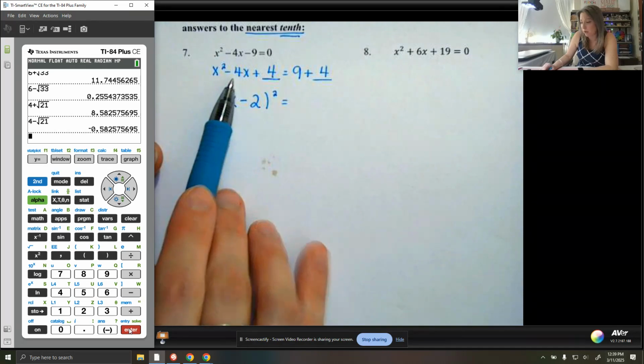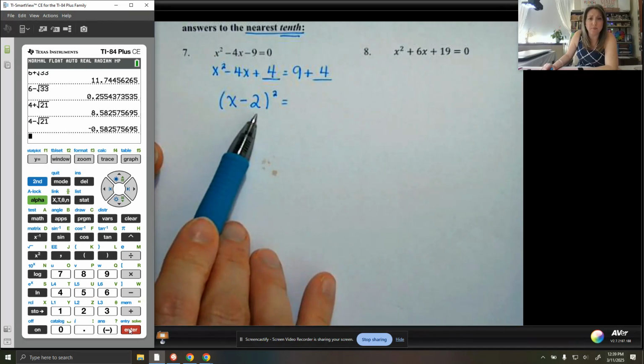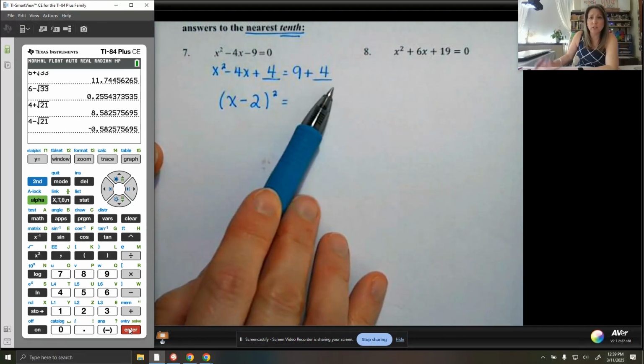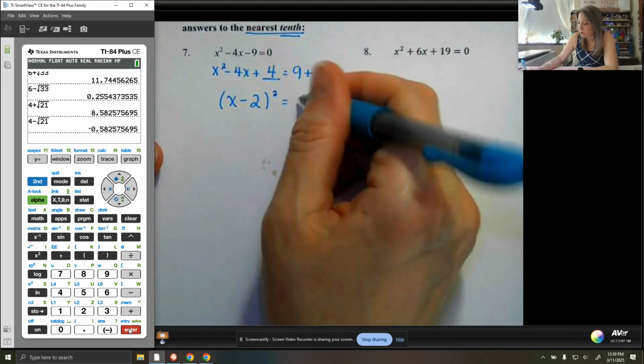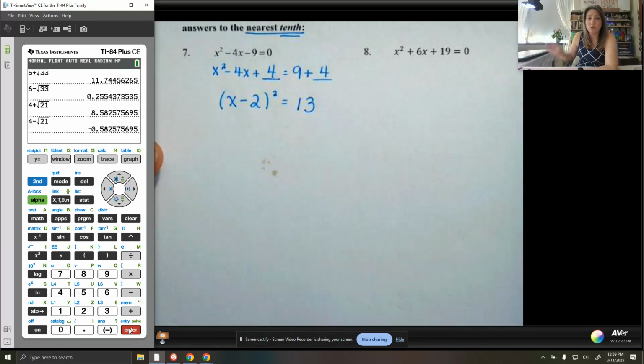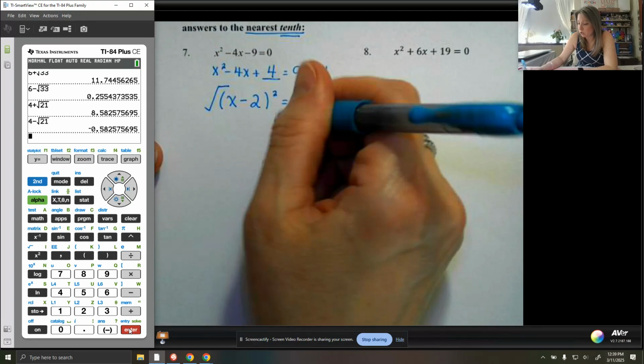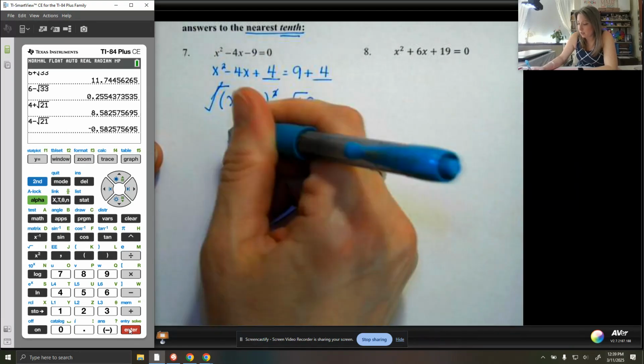Take negative 4, divide it by 2, you get negative 2 right here. Meanwhile, the regular old integers on the right-hand side, 9 plus 4 is 13. So now the whole idea was to get this binomial squared so that I could take the square root of it and get x minus 2 out.